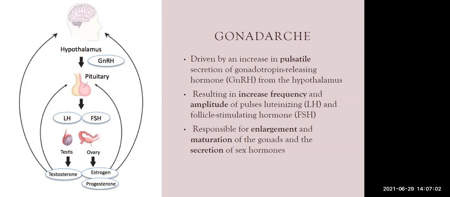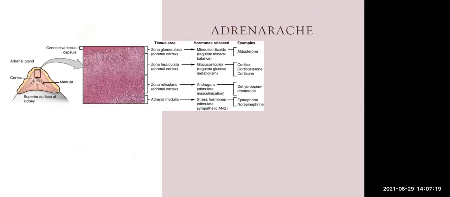This will be responsible for the enlargement, maturation, as well as secretion of the sex hormones. LH acts on the theca cells, which helps in the production of testosterone, whereas FSH acts on the ovary, which aids in the production of estrogen. If you didn't understand anything, just stop me.